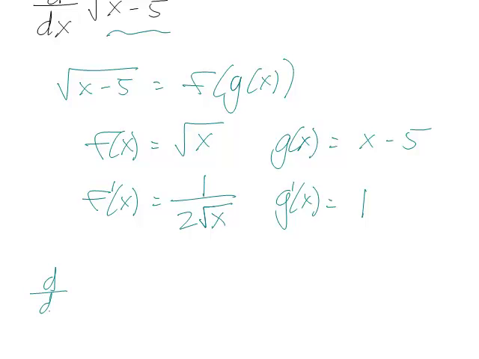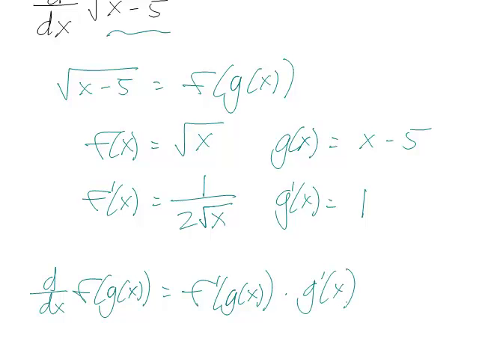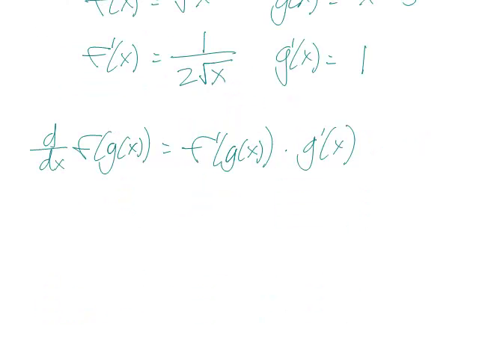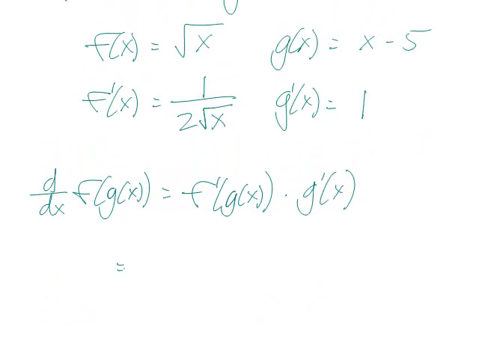d dx of f of g of x is equal to f prime of g times g prime. And f prime here is 1 over 2 root x. So we can just write 1 over 2 root. And where there's an x, we stick g of x into the placeholder that x gives us. So we write x minus 5 here.